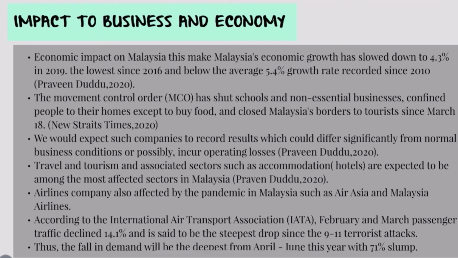The economy has slowed down due to the movement control order that has been imposed by the government to break the chain of COVID-19. So people can't do their normal routine as the movement restriction has shut schools and all non-essential businesses, confined people to their homes except to buy food, and closed Malaysia's borders to tourists since March 18. Such companies have recorded results which could differ significantly from normal business conditions or possibly incur operating losses.